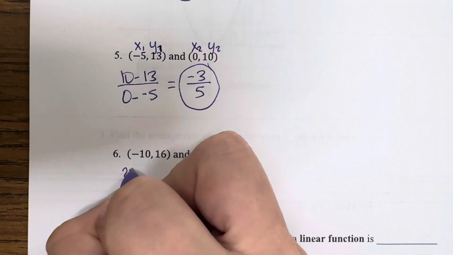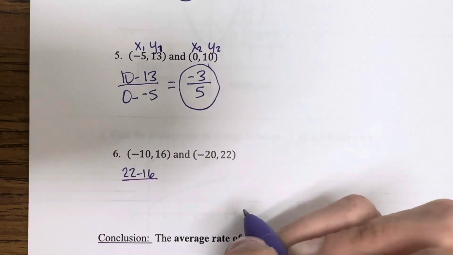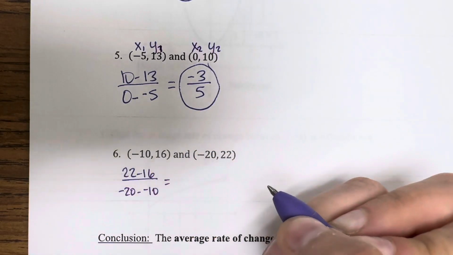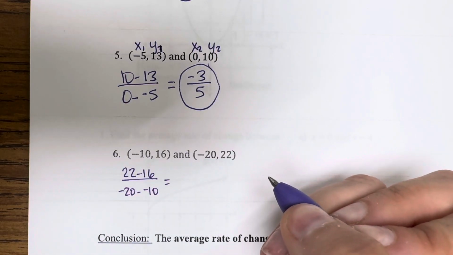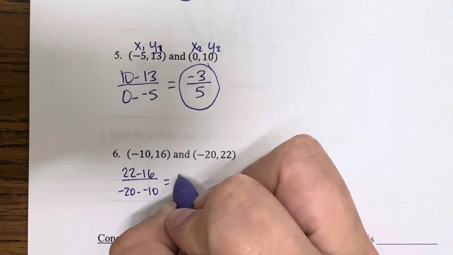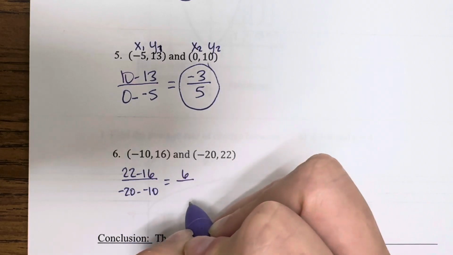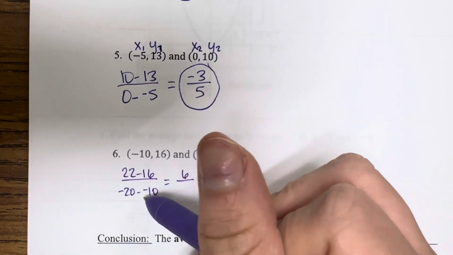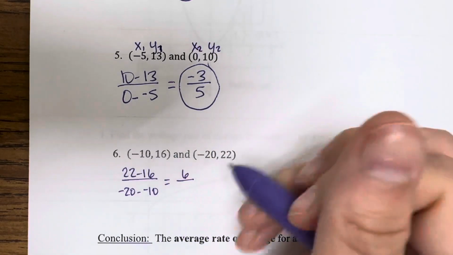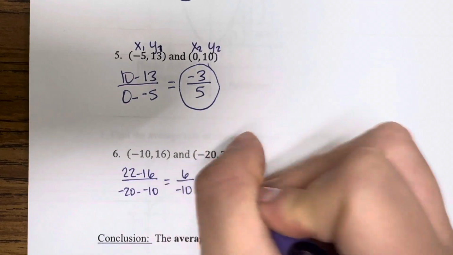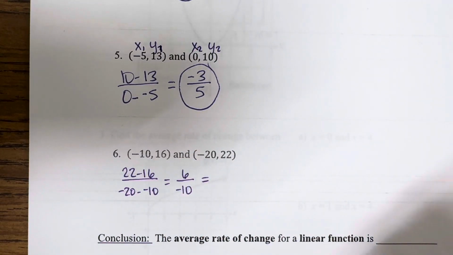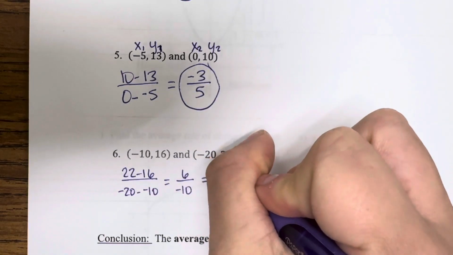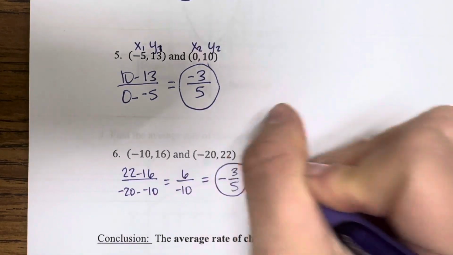Okay, 22 minus 16 over -20 minus -10. 22 minus 16 is 6. And then -20 minus negative 10, which would be negative 20 plus 10, is negative 10. And then if you use your calculator or just simplify, 6 divided by negative 10 would give you negative 3/5.